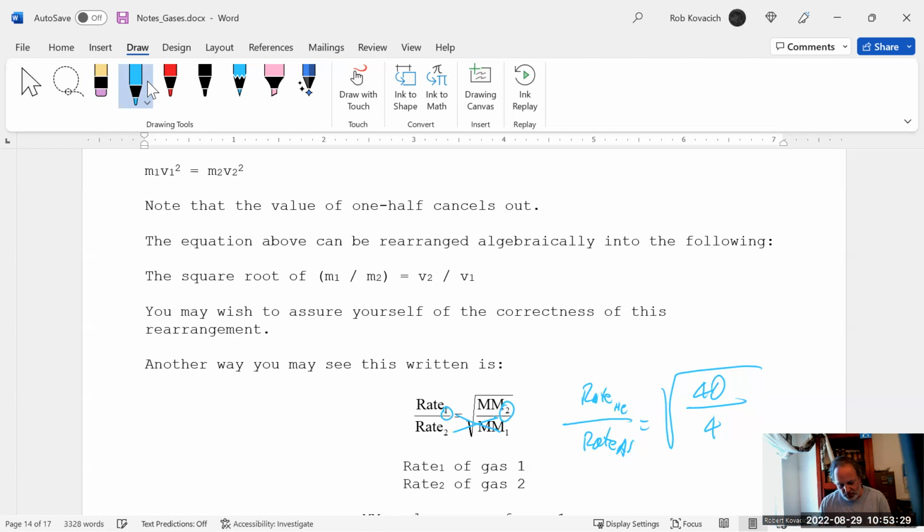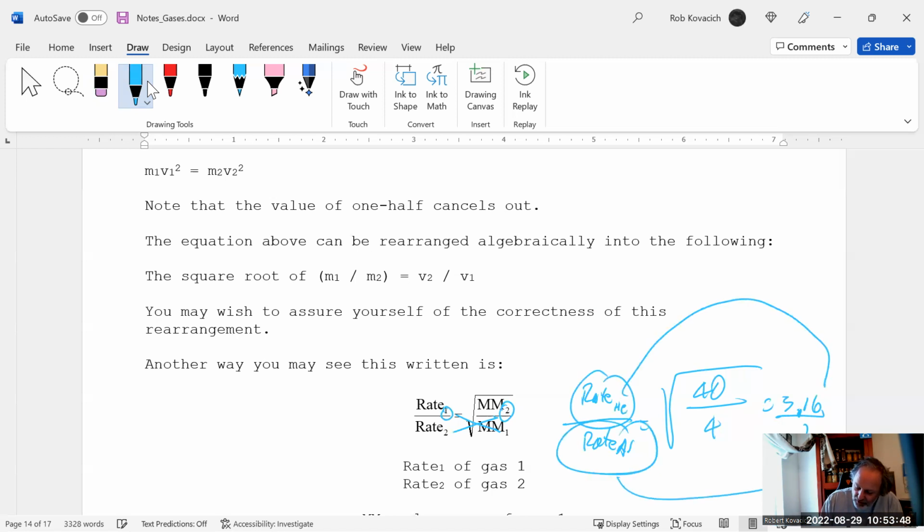So what's the square root of 10? The square root of 10 is 3.16. Yay, what does that mean? Well, it's 3.16 divided by 1. So helium is moving 3.16 times faster than argon. So if the argon is moving 100 miles per hour, then the helium is moving 316 miles per hour.